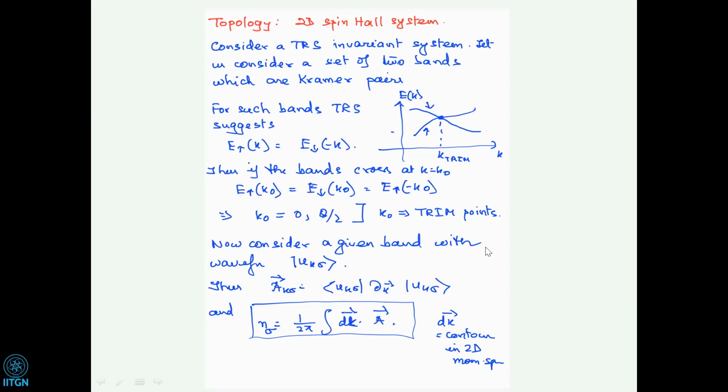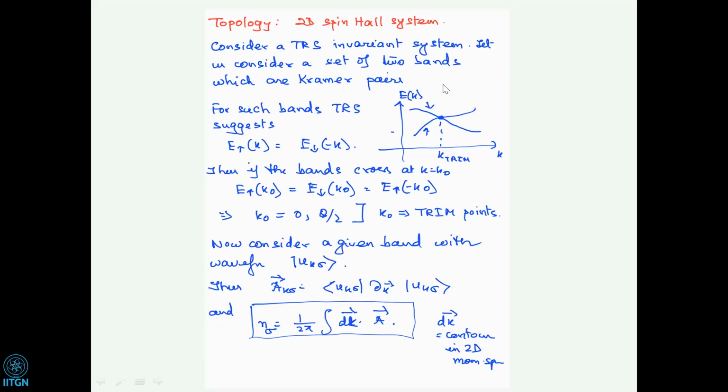So the first thing that we want to do is to understand a basis for classification of these 2D spin-Weyl systems in terms of topological numbers. The way to do this is the following. First, let's consider a two-dimensional time reversal invariant system, and let us also consider a set of two bands which are Kramers pairs. That is, if one of the bands has up spin, the other one has down spin. That is, the bands are time reversed counterparts of each other.